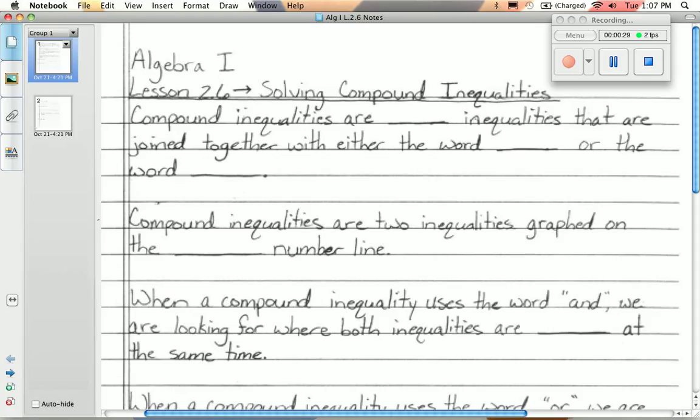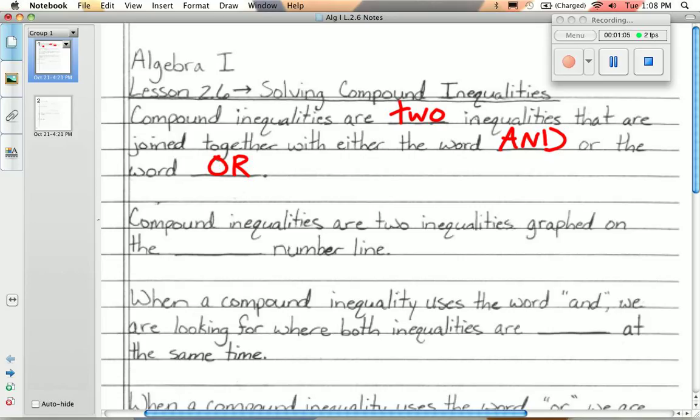So compound inequalities are two inequalities, basically combined together into one inequality called the compound inequality. And for those of us who did do our homework before today, what words do they use for the two different types of compound inequalities? Nicholas? And, or. And, or.